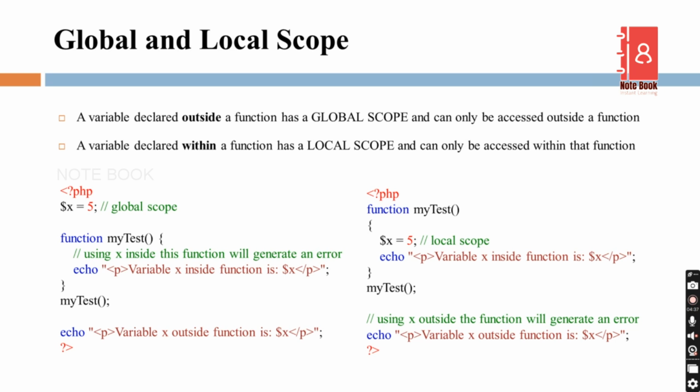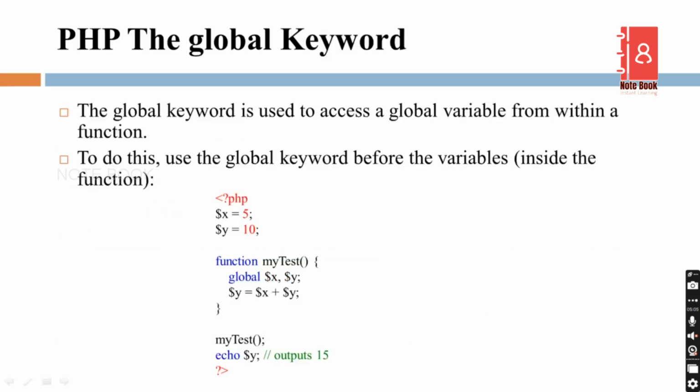So this will be considered to be local scope. You can look at the difference between these two. Here we declared inside the function, so it is called local scope, and this will be used only within the function myTest. But in the previous example, look at the left hand side, that global scope $x is equal to 5 outside of the function can be accessed anywhere. So that was the difference.